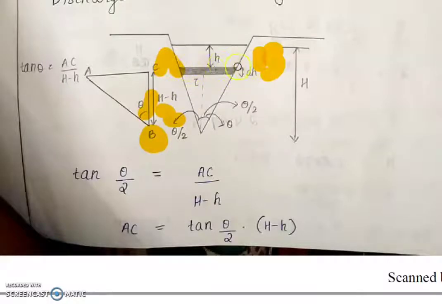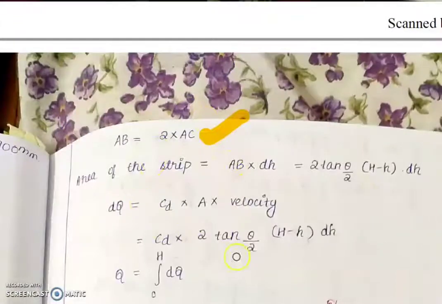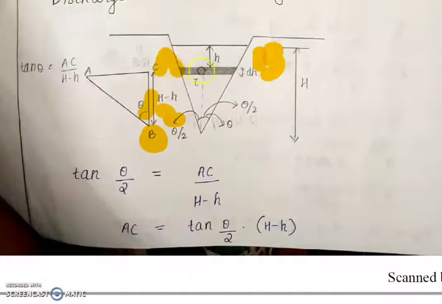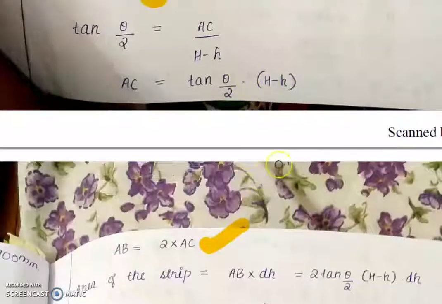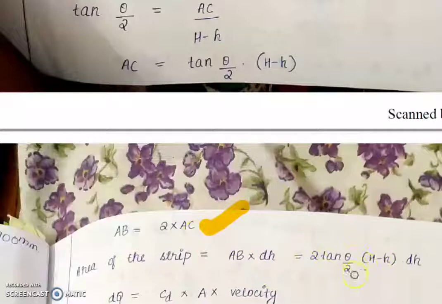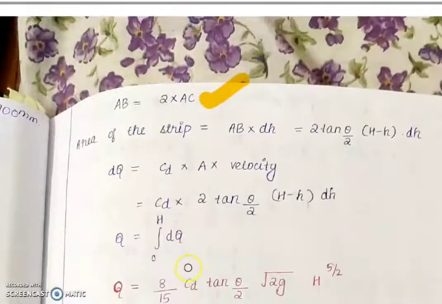So AB you know. Okay, so it is a small strip and this will be very similar to a rectangle. So the area will be this side, that is AC into DH. Okay, so area of the strip is AB into DH, that is 2 times tan theta by 2 into H minus H, that was AC. 2 times AC will give you so and so into DH will give you area of the strip.